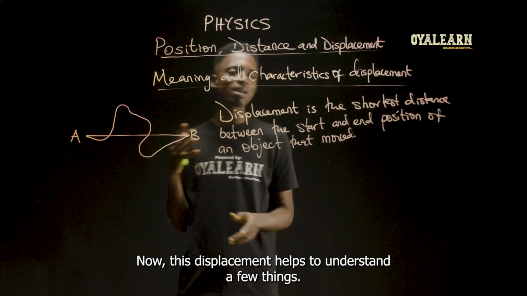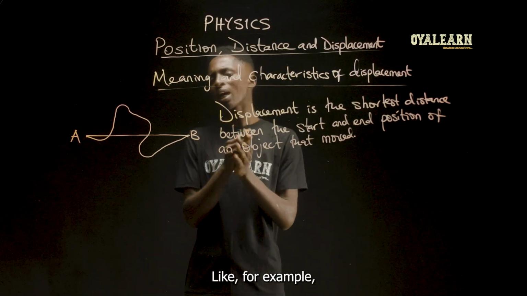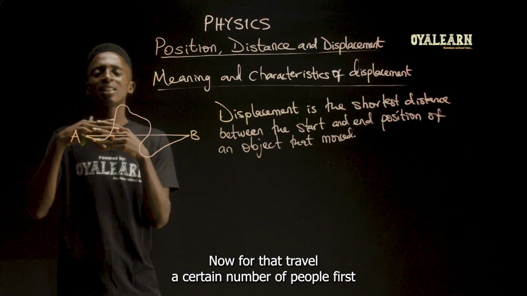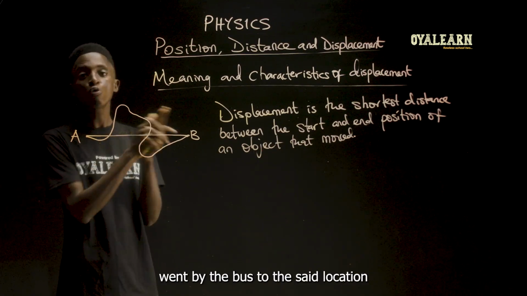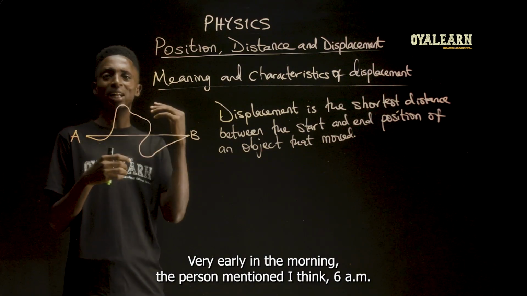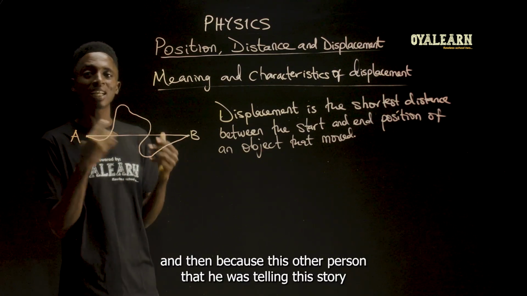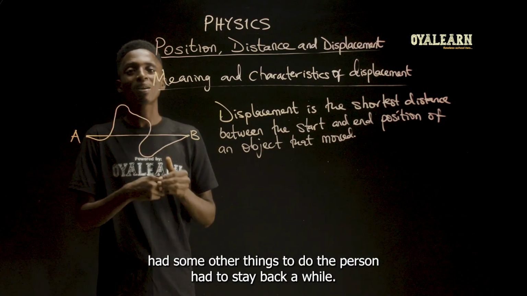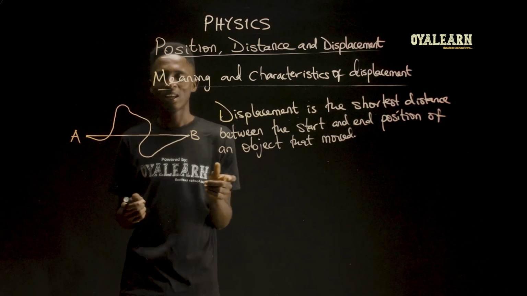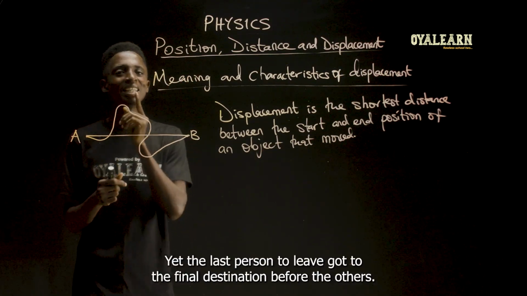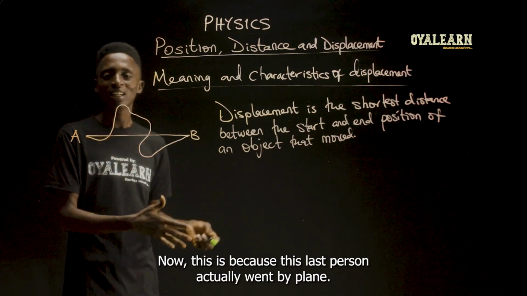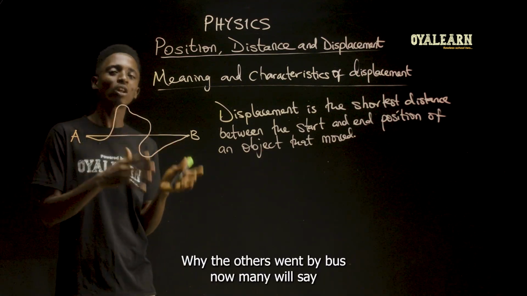Now, this displacement helps to understand a few things. For example, I heard one time where someone was talking about a travel they made. A certain number of people first went by a bus to the said location, and then they started their journey very early in the morning, I think 6 a.m. Because another person had some other things to do, that person stayed back a while and started their own journey at 10 a.m. Now you see the gap there, that's about 4 hours difference. Yet, the last person to leave got to the final destination before the others. This is because this last person actually went by plane, while the others went by bus.